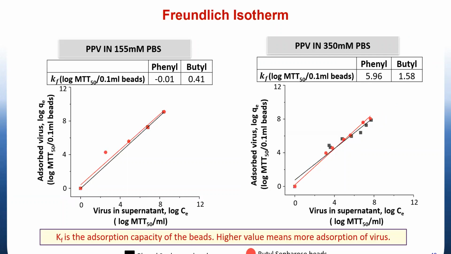We went on to use the Freundlich isotherm to analyze our results as well, because the Langmuir isotherm assumes that the surface of our virus is homogeneous, which is usually not the case. And with the Freundlich isotherm, we saw that with butyl beads, we have viruses adsorbing to the beads, whereas for phenyl, just like we saw with the Langmuir isotherm from the adsorption coefficient KF, we did not have adsorption at 155 millimolar, but at 355 millimolar, we saw some viruses adsorbing to phenyl.